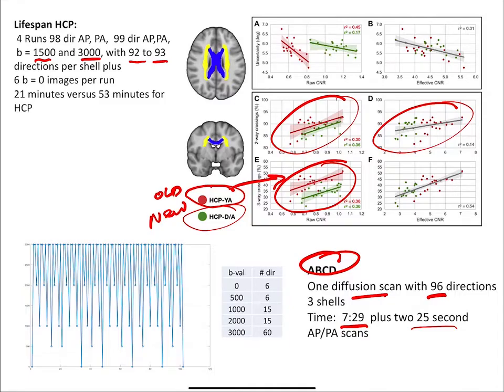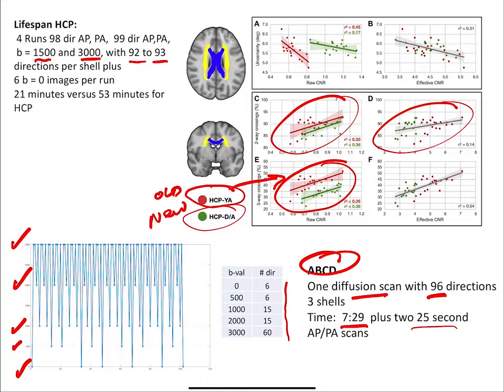And so this is showing you a plot of there's stuff at B of 1,000, 2,000, and 3,000, and also some B equals 0 images. And this lists how many are done at each direction. There's also some done at 500. Okay. So as you can see, they made a different choice in terms of how to sample the shells, for different reasons. But the trade-off is also because they had to scan in kids, they're having to acquire much less data. Okay.